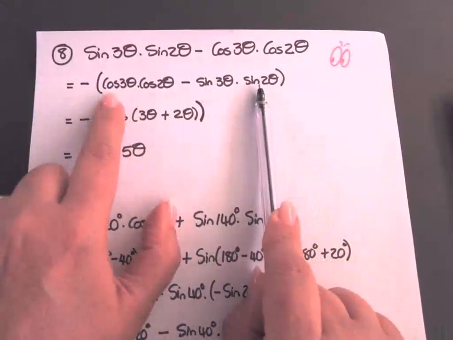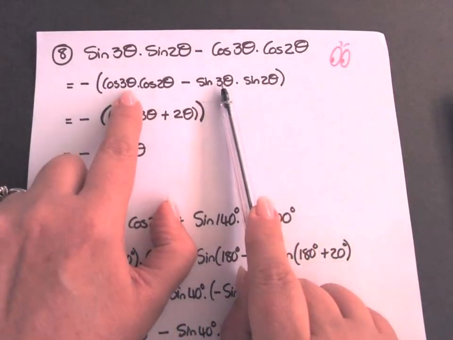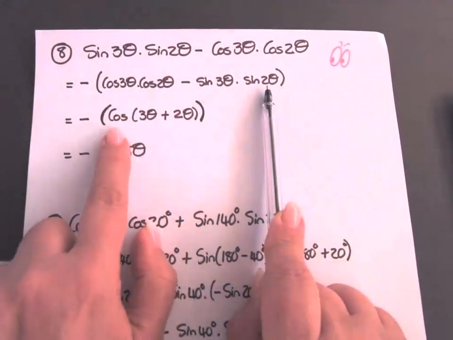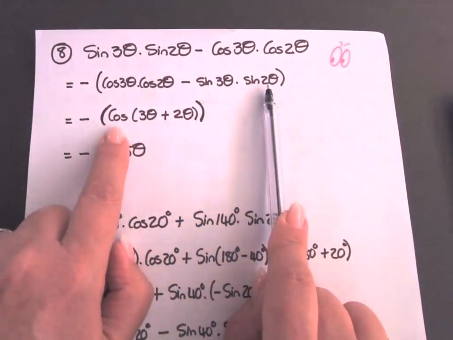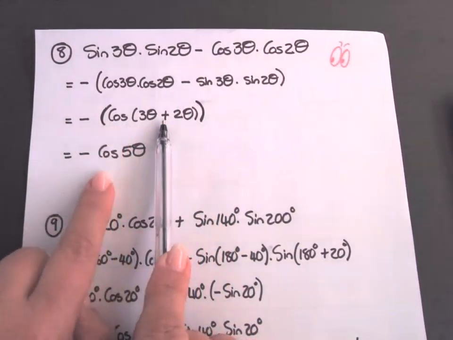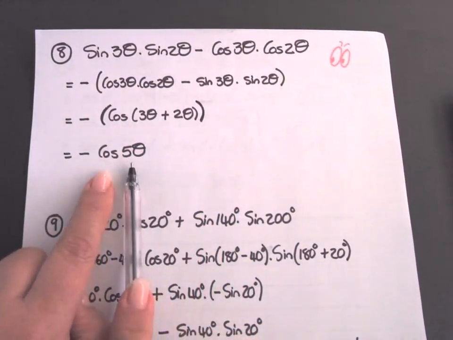Now check this, the angles. 3 theta, 3 theta, 2 theta, 2 theta. They are correct. Therefore, it reduces to the cos. Change the sign to a plus, and then you have minus cos 5 theta. Everybody with me?